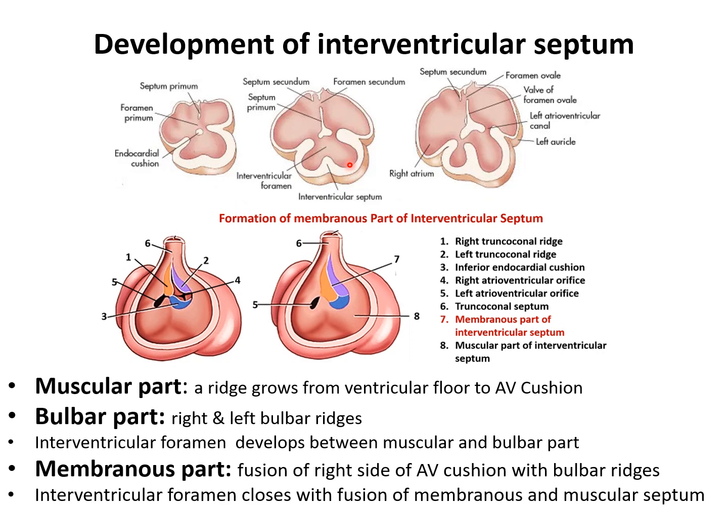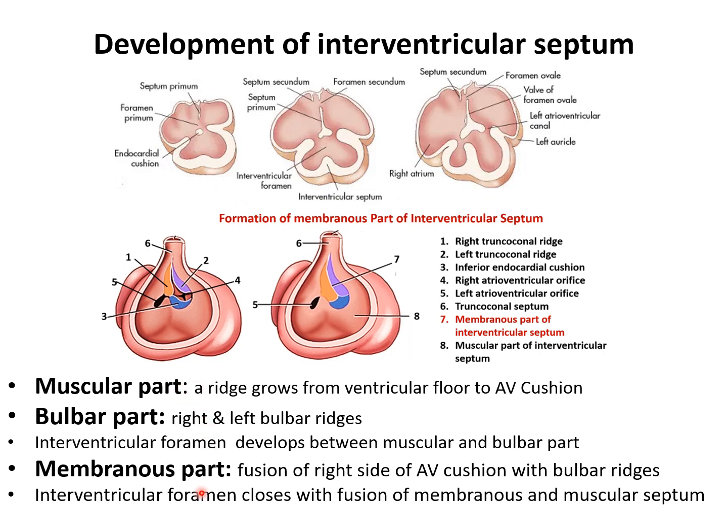Then the bulbar part is formed by the right and the left bulbar ridges. They are growing towards each other. These ridges are nothing but the endocardial cushions, as we can see here, the right and the left bulbar ridges. They are growing towards each other to form the bulbar part of the interventricular septum. And now there is a foramen left between the two, that is the muscular part and the bulbar part of the septum. This is called the interventricular foramen.